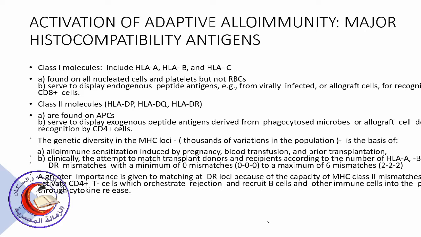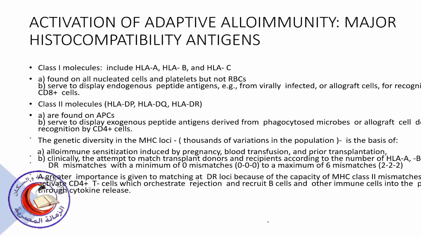The genetic diversity of major histocompatibility complex loci, as we said, there are thousands of variations in the population, is the basis of alloimmune sensitization induced by previous encounter to an antigen that may be present in the allograft, and the encounter may be through a blood transfusion, pregnancy, or a previous transplantation. It is also the basis for the attempt to match transplant donors and the recipients according to the number of HLA A, B, and DR mismatches.